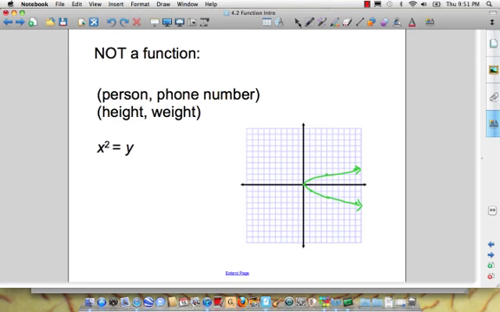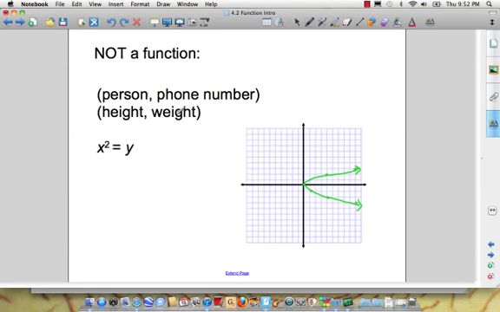Okay, here's some other examples. If you did the relation of person and their phone number, that's not a function, because one person might have more than one phone number. For example, my roommate, she's got a home phone and a cell phone. So that's not a function. All right, height, weight, that's not a function. Two people could have the same height and a different weight.